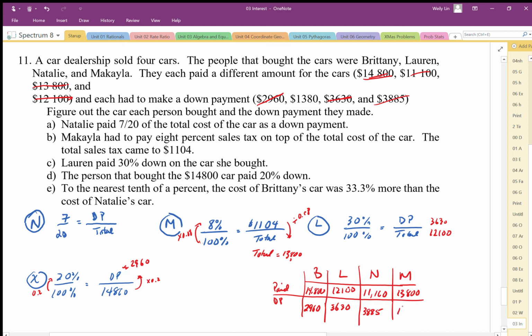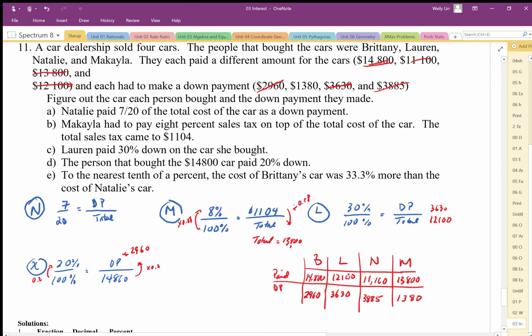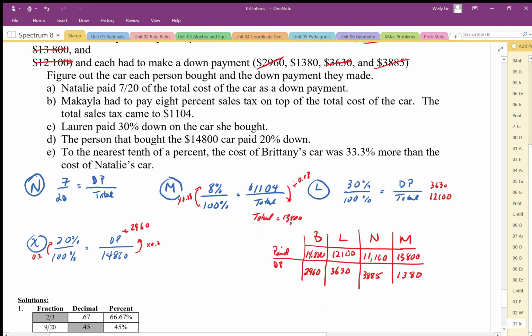So her down payment was 10%. Okay, so there we go. That's how we need to do a bit of guessing and testing. We need to make sure we set up and organize our information so that we're able to solve a problem like this.